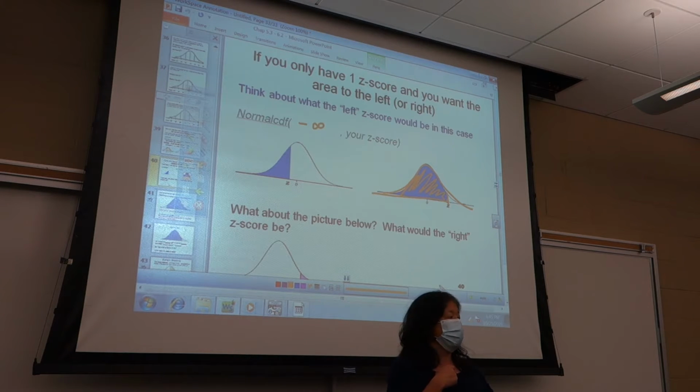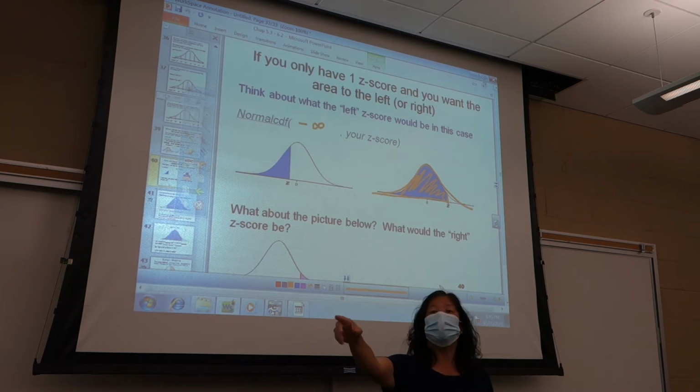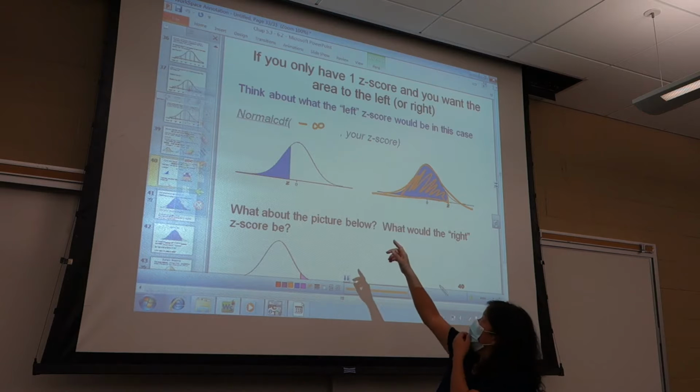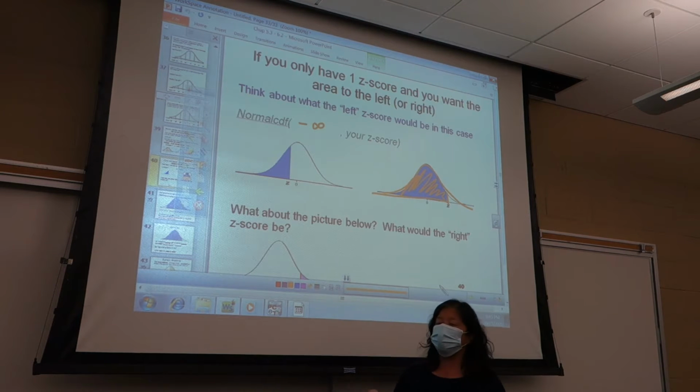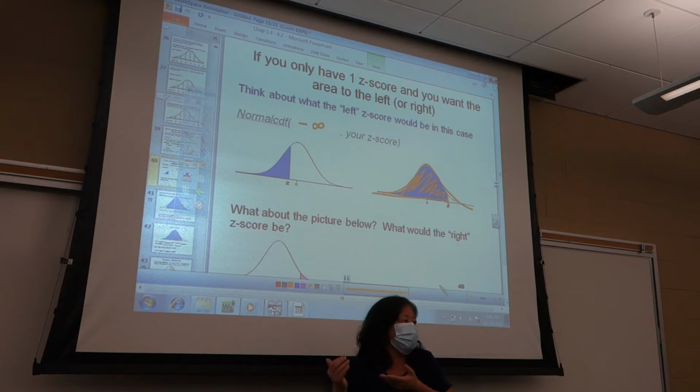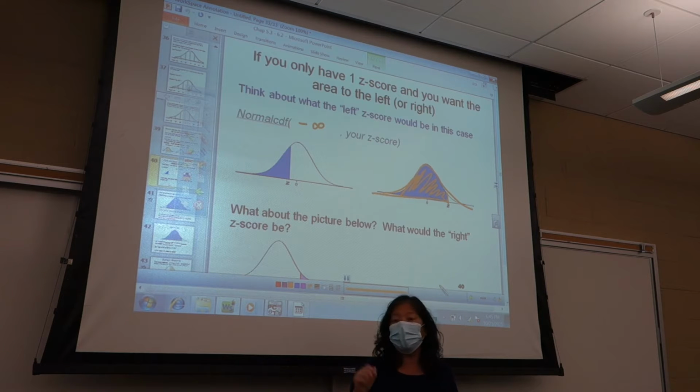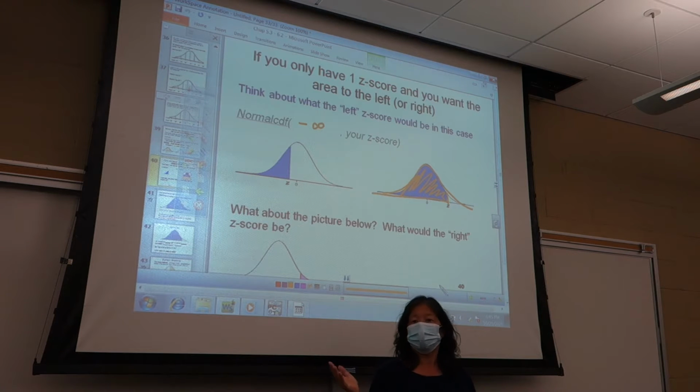So what's your grandmother's age? How old's your grandmother? 73. Perfect. You can use negative 73. That's plenty large enough. That's close enough to negative infinity for our purposes. So it is negative infinity, but if you can't type in negative infinity, you can do negative 800 if you want. But you can do negative 73. That's plenty large enough to infinity.